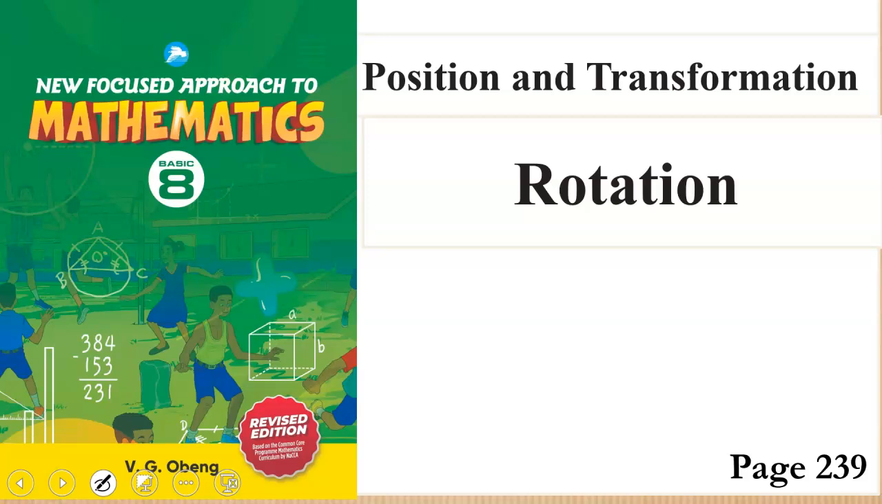This is the revised edition, and in this lesson, we are looking at position and transformation, and the aspect we are looking at here is rotation. In Basic 7, we did reflection and translation, and now in Basic 8, we are looking at rotation. In Basic 9, we'll be looking at enlargement or dilation. This lesson can be found on page 239.